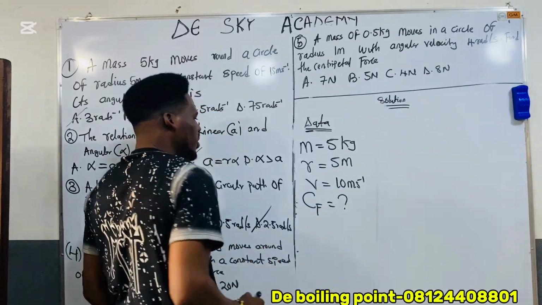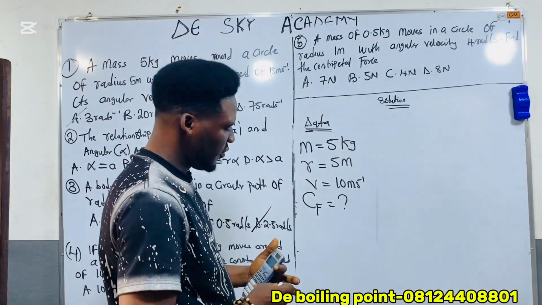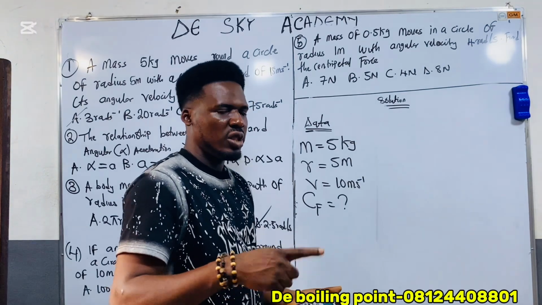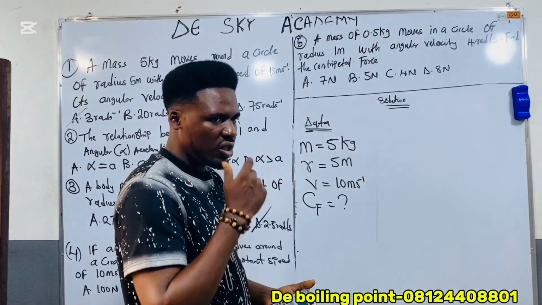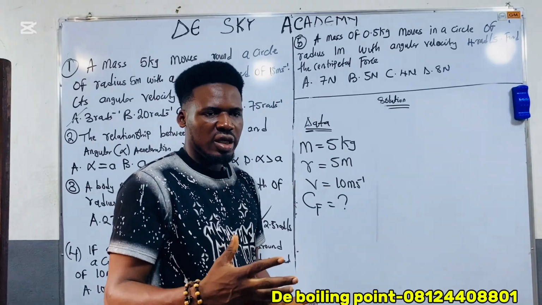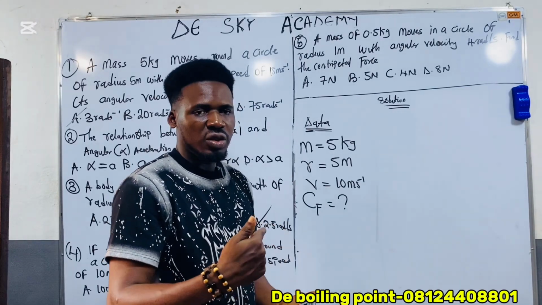The centripetal force is unknown. What is centripetal force? Centripetal force is a force that keeps an object in a circular path. It is directed towards the center. Note it. They can ask you, what is the direction of centripetal force? It is directed towards the center.